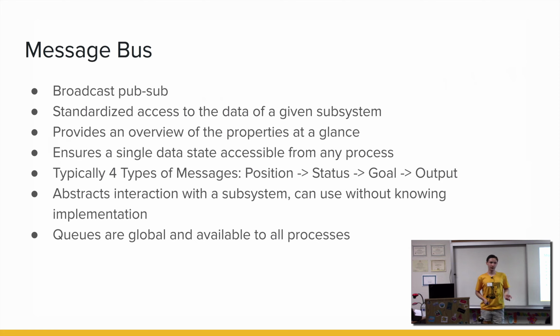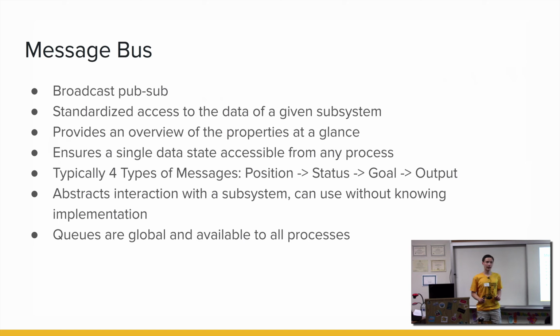And one benefit is it provides an overview of all the properties of the robot at a glance. So rather than having to look into the class definition and figure out exactly what's going on, you can just look at this queue and assume that if I update this queue, it's going to work, assuming the other systems are implemented correctly. So for example, with the joystick reader, you don't have to know anything about the control loops. You just know you have to make a new goal message with the height of the elevator or the speed of the drivetrain, and it'll just work, assuming the control loop's already implemented.